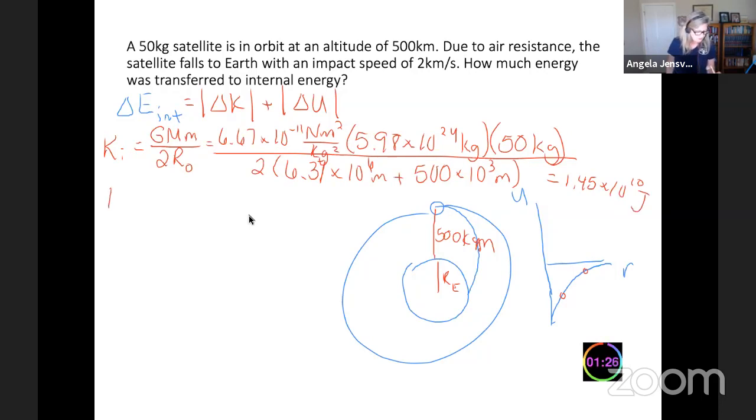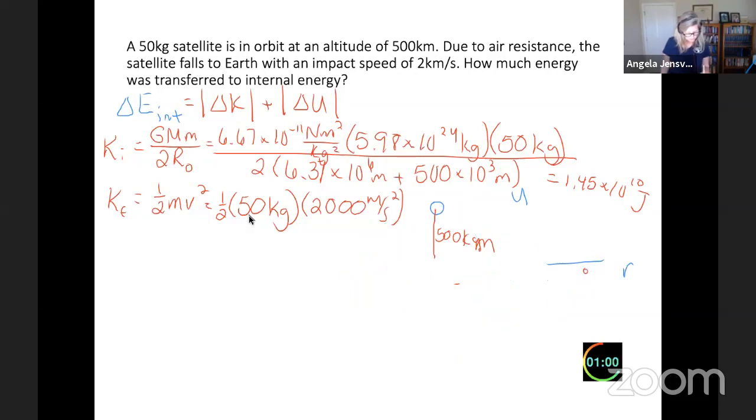Okay, now the final kinetic energy. We cannot use that equation we just used because as it's hitting the Earth, it's no longer in orbit. So we just use the plain old vanilla 1/2 m v squared. We know that the mass of the satellite is 50 kilograms, and they gave us the speed is 2,000 meters per second. I hope you guys converted that. Let's get rid of this picture.